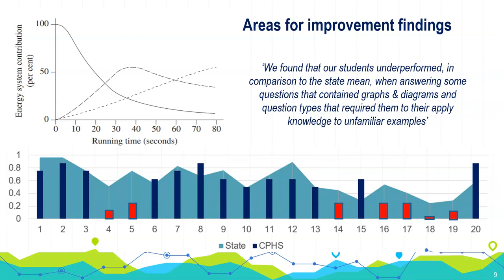Analysis of questions that our students underperformed in comparison to the state mean showed that we need to teach students how to decode complex multiple choice questions, practice more questions that require students to examine graphs, and specifically Core 2 questions that require students to apply their knowledge to questions where the examples may not be familiar to them.